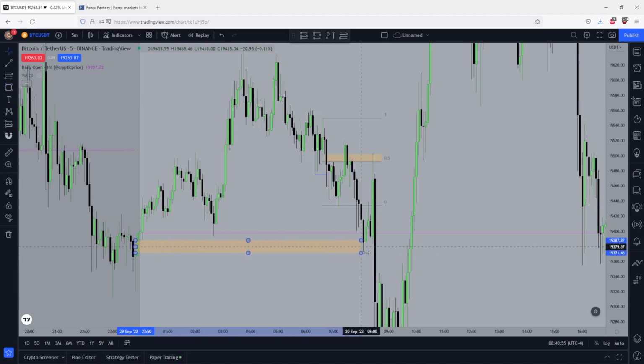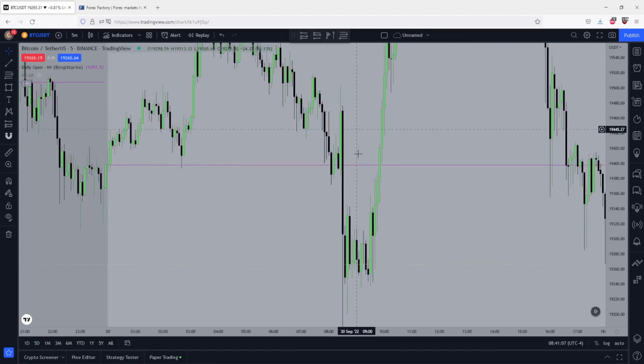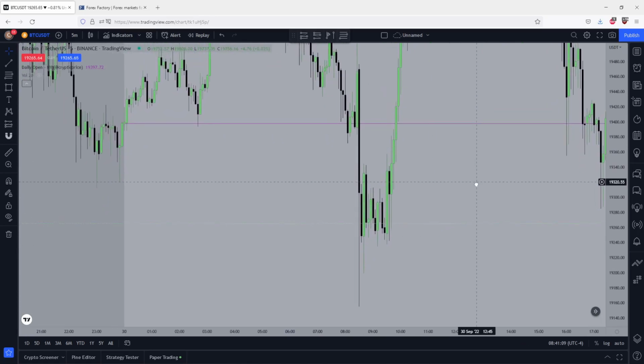It perfectly filled this fair value gap. If you look at it, perfectly filled it. So that was very nice. And then we had the 830 price action, where price first started to push up and then crash down in a volatile move.